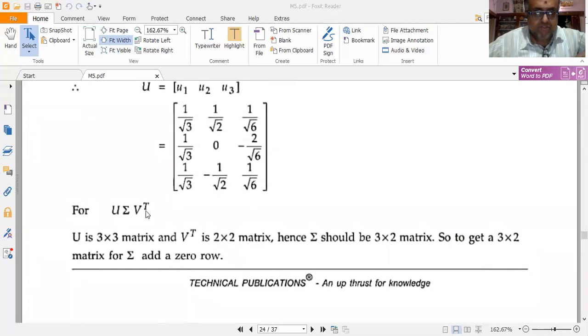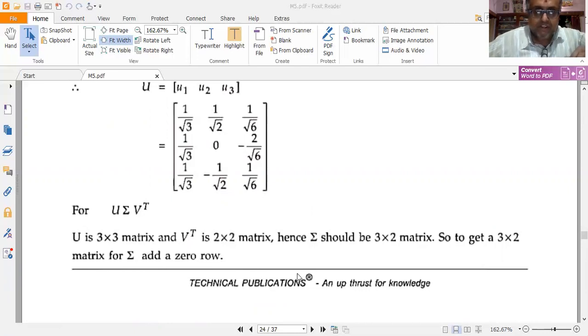Now I should have U sigma V transpose. So U is a 3 cross 3 matrix. V transpose is a 2 cross 2 matrix. Hence, sigma should be a 3 cross 2 matrix. Very, very important part here. U is a 3 cross 3 matrix, V transpose is a 2 cross 2 matrix. In the computation, U is a 3 cross 3 matrix, V transpose is a 2 cross 2 matrix, so sigma should be a 3 cross 2 matrix.